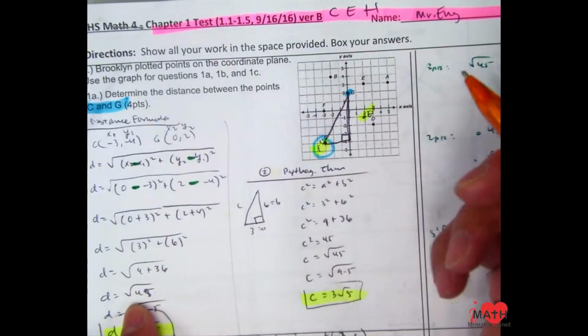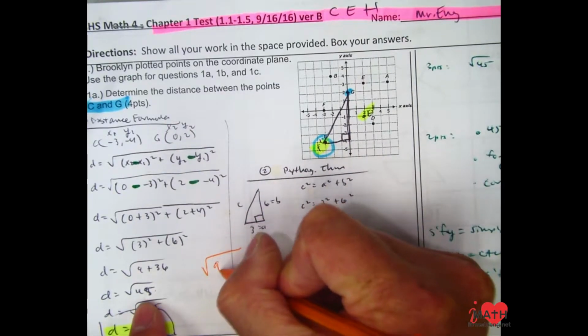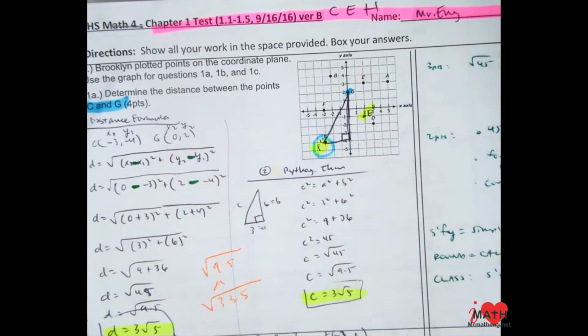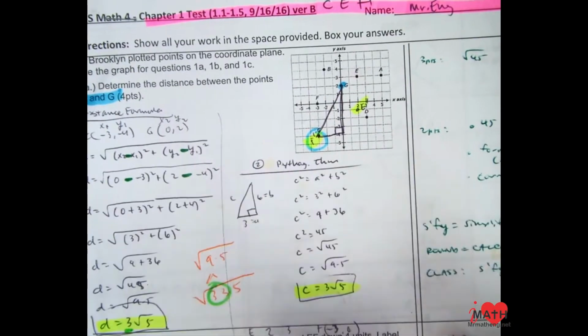Remember, the square root of 45 has factors 9 times 5, and then 3 times 3 times 5. There's your pair, and that's where it comes out there. So 3 radical 5 is the best answer.